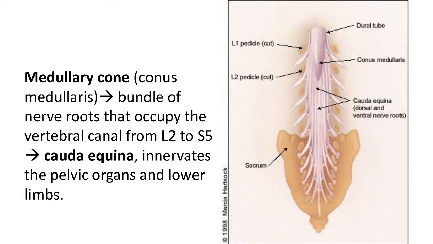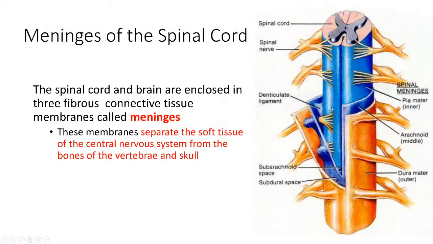All right, so spinal nerves L2 through S5 and actually CO1 are going to exit the medullary cone and form this structure known as the cauda equina. And this passes through the vertebral canal. Okay. Spinal cord terminates up here, but the nerves actually continue down through the vertebral canal.